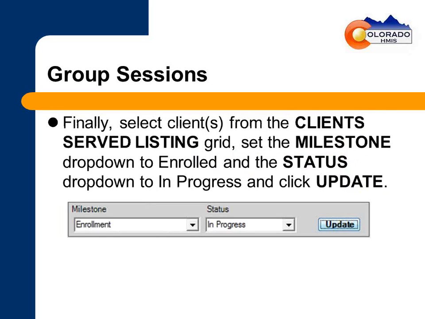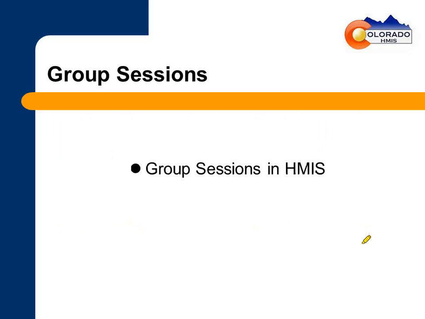Oh yeah, I forgot one step. Finally, at the bottom of the page, you will set the milestone to enrollment or enrolled. There's only going to be one option, so you choose the only option, then you set the status to in progress, and you click update. So let's go ahead and take a look at that in HMIS.